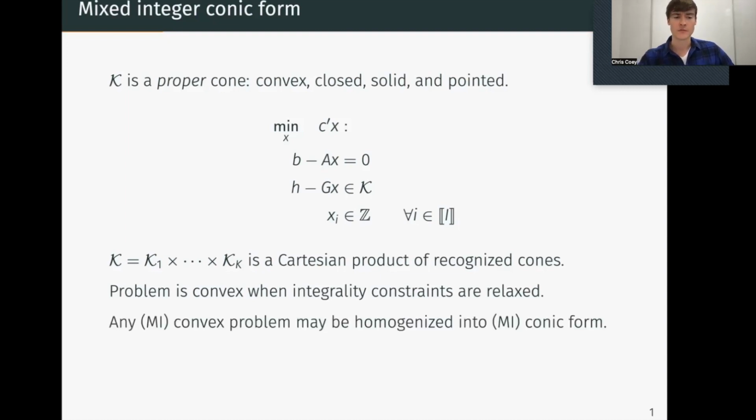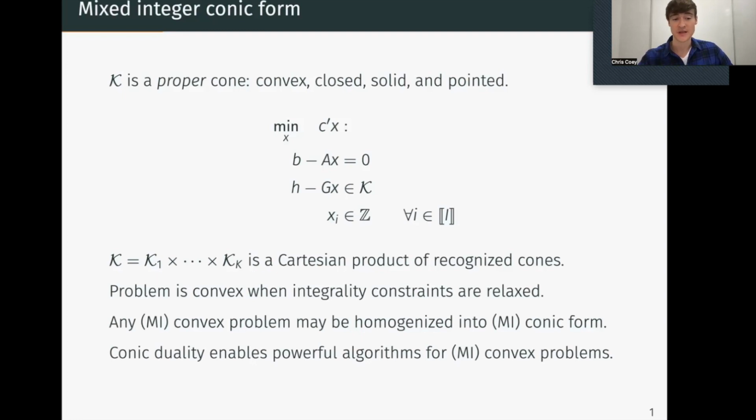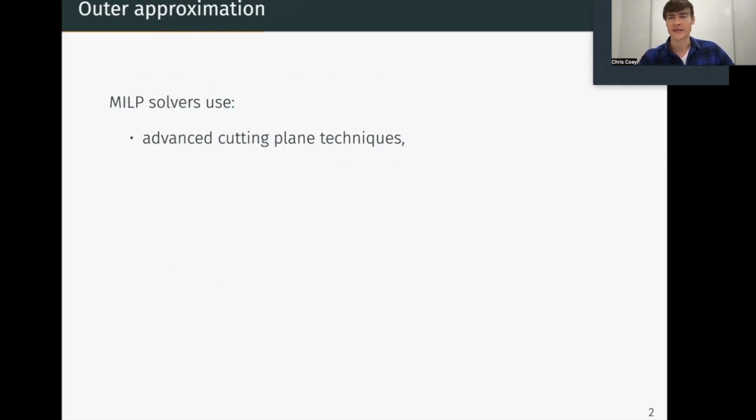Now, it's quite a general form because any mixed integer convex problem can be homogenized into mixed integer conic form. And the reason we might want to do that is because conic duality enables us to design powerful algorithms for mixed integer convex problems. So let's talk about these algorithms.